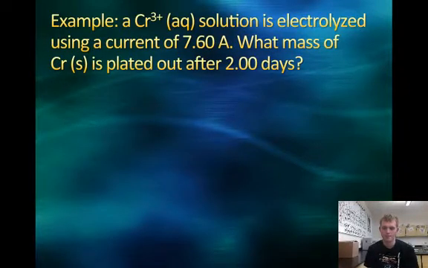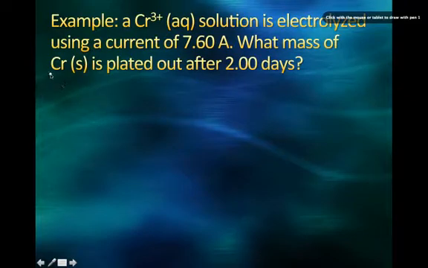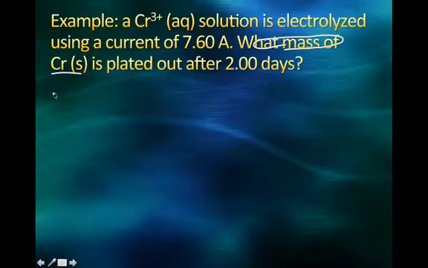Okay, so our solution is electrolyzed using a current of 7.60 amps. What is the mass of chromium plated out after 2 days? So remember, let's write our equation to show how many electrons move, and we want to get to mass this time. Last time we were going to time, so let's start with time. We always use amps as a conversion factor, never a starting place, only a conversion factor. So 2 days, we better change that to seconds so that we can use amps.